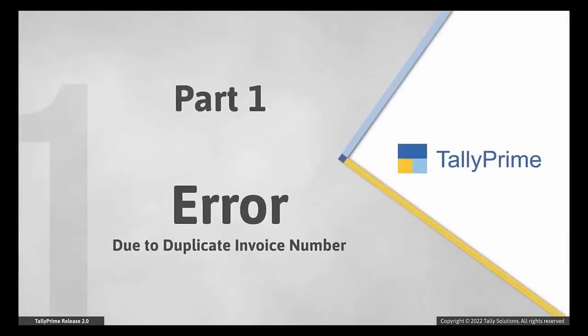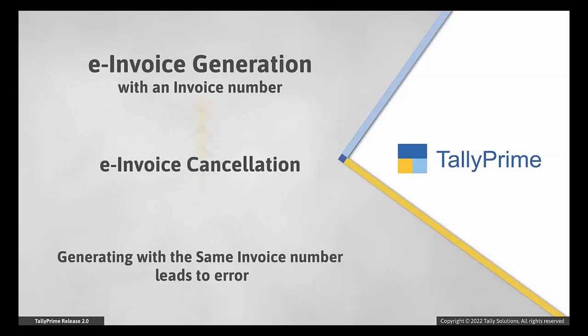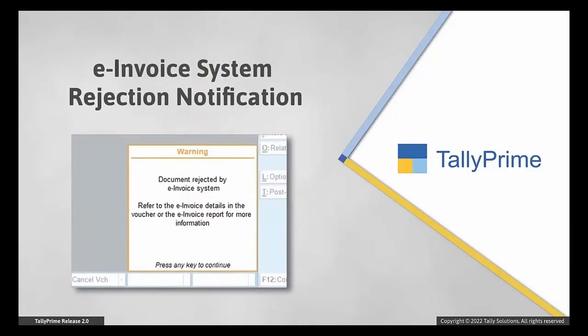Now, let us first look at the error that occurs due to duplicate invoice number. Consider that you had generated an e-invoice for a transaction with invoice number. Thereafter, you had to cancel the invoice or you just created a new voucher with the same invoice number. In such a case, when you try to generate e-invoice for the transaction, the e-invoice system rejects it.